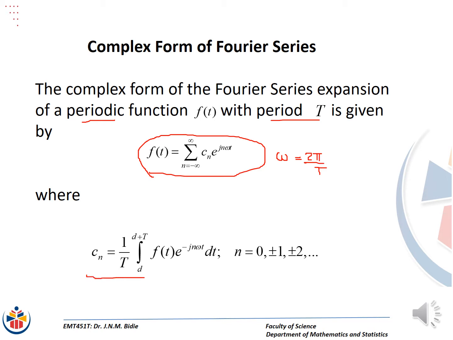using the formula 1 over T multiplied by the integral of f(t) e to the negative jnωt with respect to t. Note that we're integrating from the lower limit to the upper limit, and also the values for n are all integers.